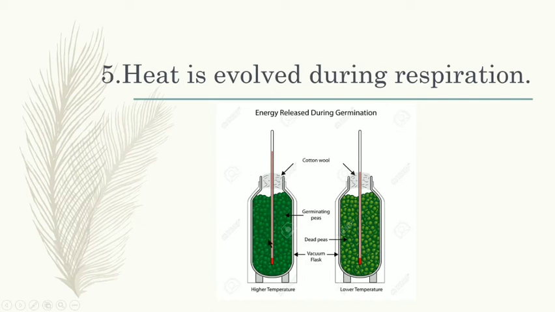Why is it there? Because here the seeds are germinating, and germinating seeds produce heat, and that heat is raising the temperature in this flask A. So what does it show? It indicates that the germinating seeds give out heat during respiration. That was the aim of our experiment. So we concluded that heat is evolved during respiration.